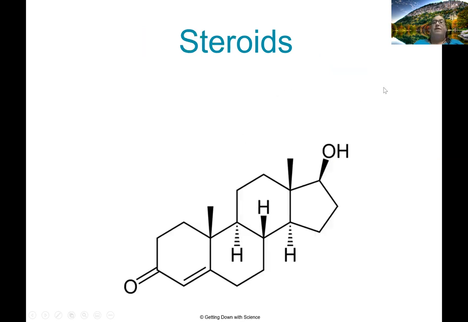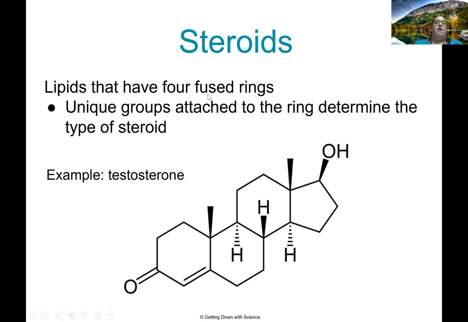Okay. And then we have steroids. You'll notice steroids have a ring structure. Typically, they are based off of a four-fused ring structure. Different steroids are going to vary, but they're all based off of the same structural molecule. So unique groups attach to the rings to determine the type of steroid. For example, this one is testosterone, which is one of the key hormones in males.